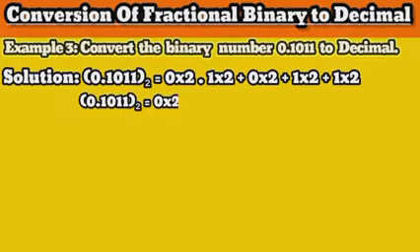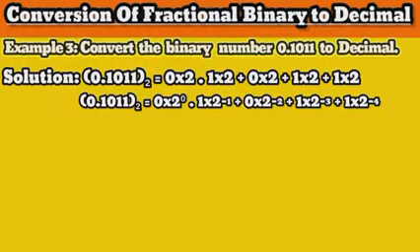The next thing now is that the position of 2 before the dot will be 0. The position of 2 after the dot will be raised to the power of minus 1. The next one will be raised to the power of minus 2. The next one will be raised to the power of minus 3. And the last one will be raised to the power of minus 4.